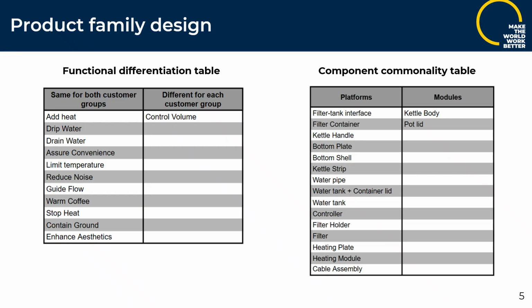Now to talk about product family design. The function that differs between our two customer segments is control volume. This is based on the idea that customers who use this machine in communal places such as offices will want a larger amount of coffee stored in the pot compared to individual users of the machine. On this basis, our modules are the components within the kettle subassembly, the pot lid, and the kettle body.